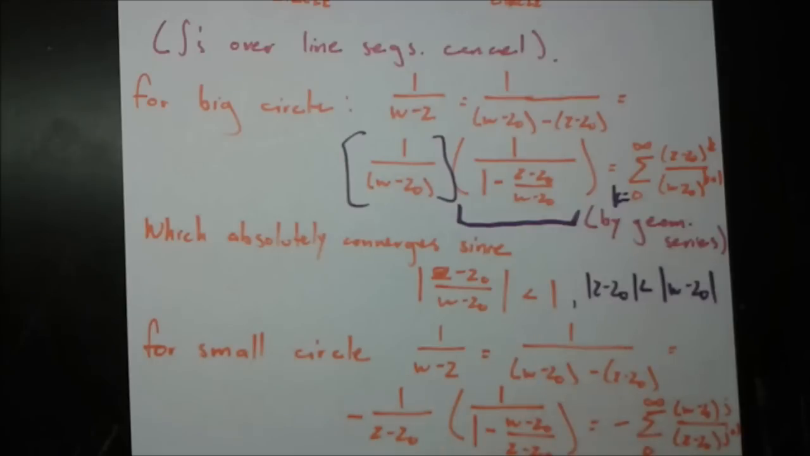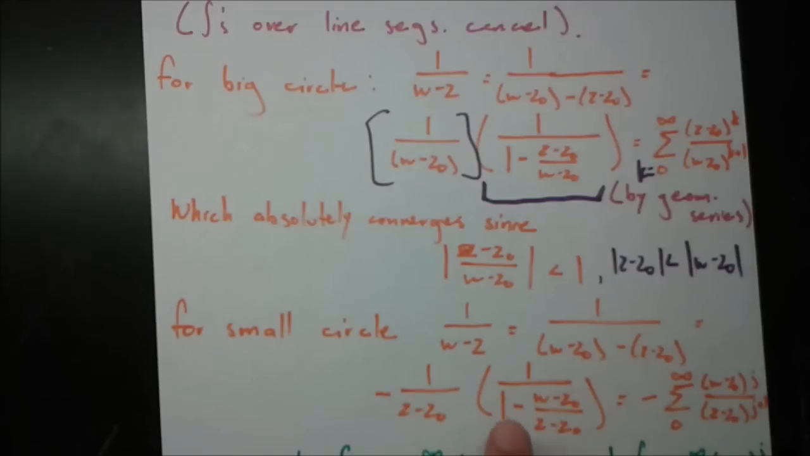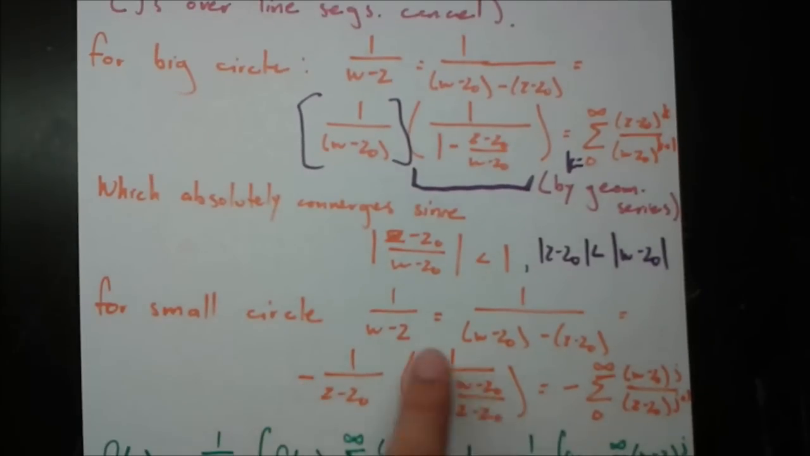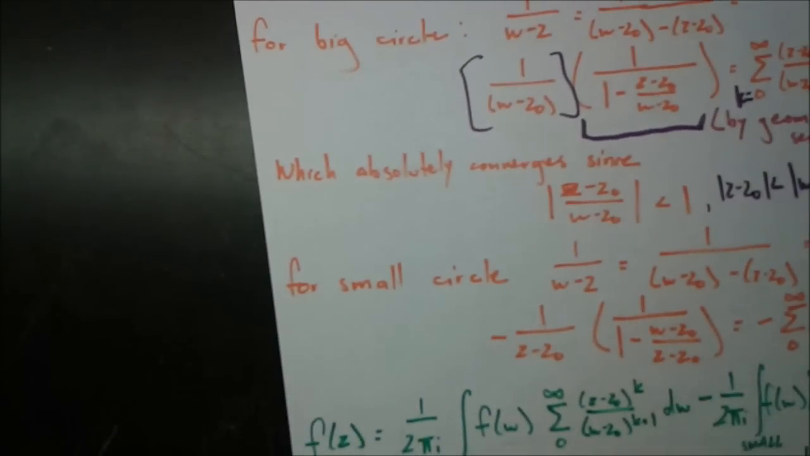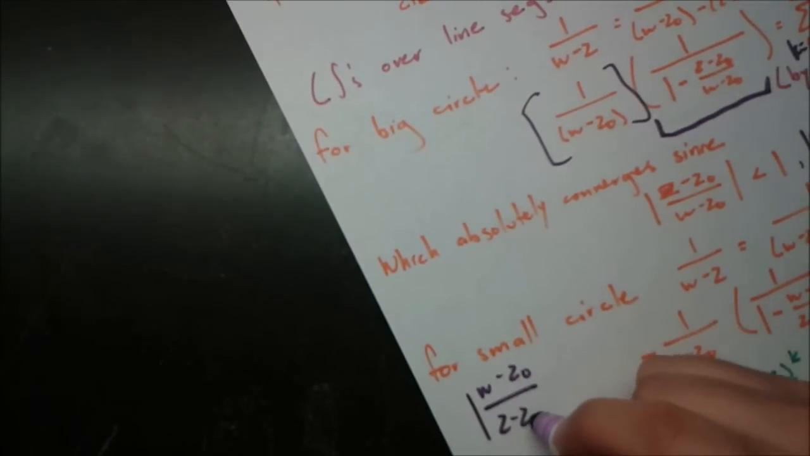So again, we're going to do this step, and then I'm going to pull out a negative 1 over z minus z naught, and then what I'm left with is 1 over 1 minus w minus z naught over z minus z naught. And now notice there's a negative here, and using the same technique, I found the common ratio. The common ratio is what? It's going to be the modulus of w minus z naught over z minus z naught.